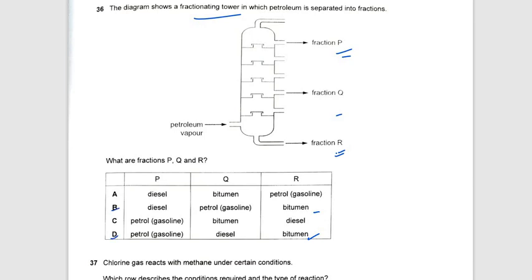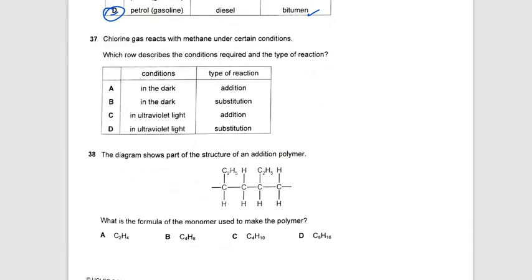Now whether it is B or D, how to figure out? There is a certain hint. Fraction P basically has a very low boiling point, so it is petrol, gasoline. So option number D is the correct one. Okay, so now let's see the next question.